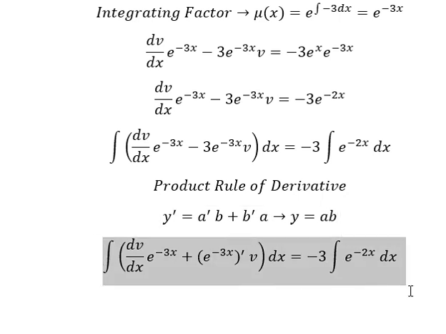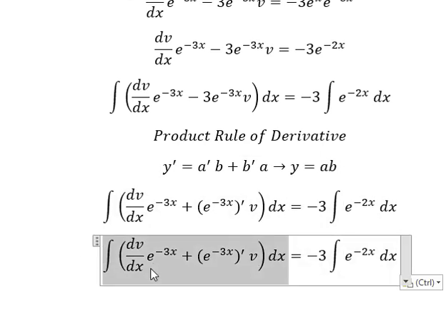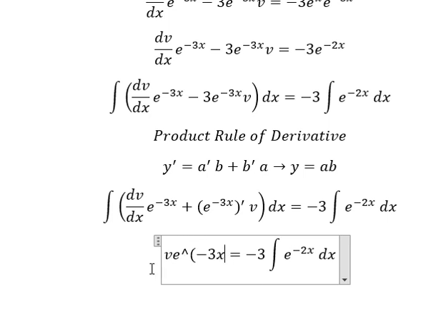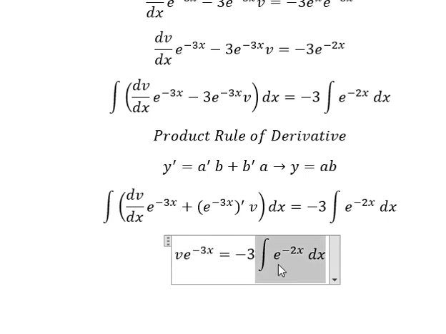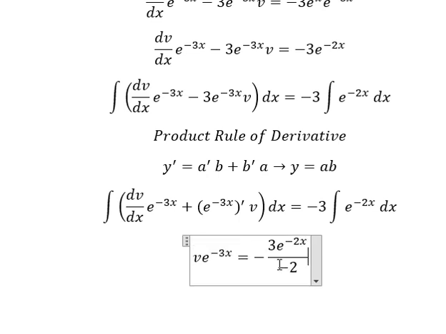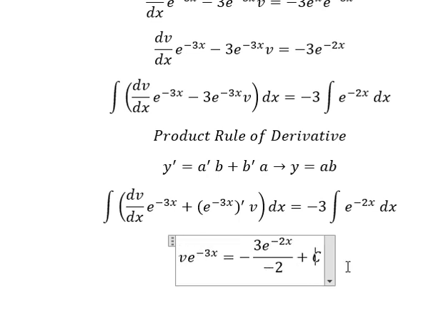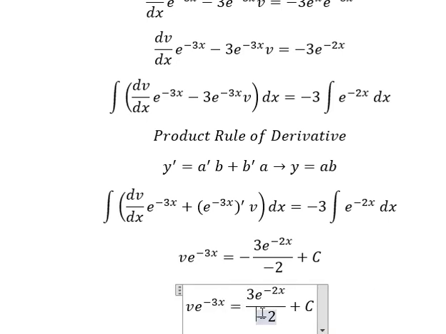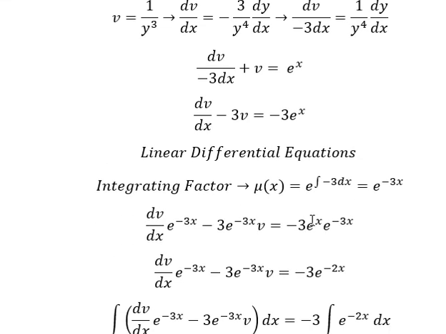So the integration of that one, we have v multiplied by e to the power of negative 3s. This one, that is e to the power of negative 2s over negative number 2, and I will put c. Negative, negative, we simplify v, that is this one.